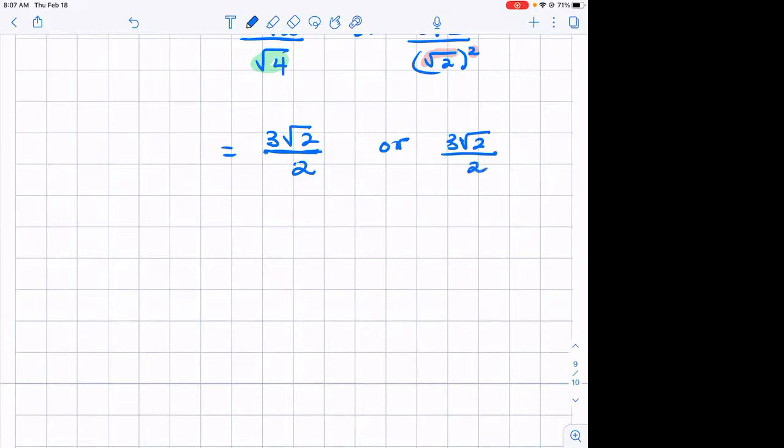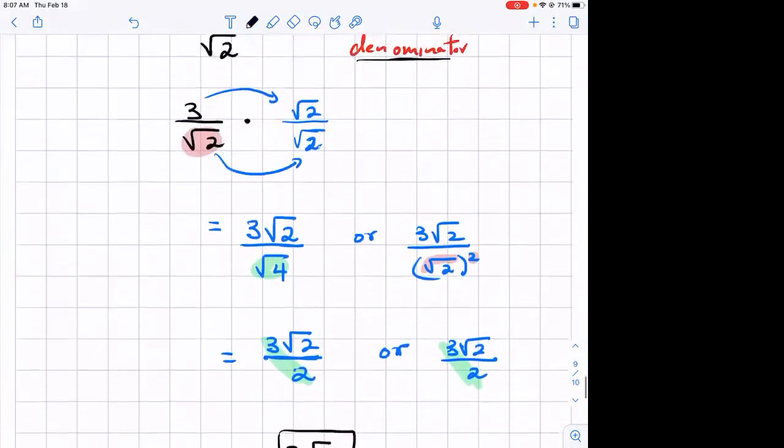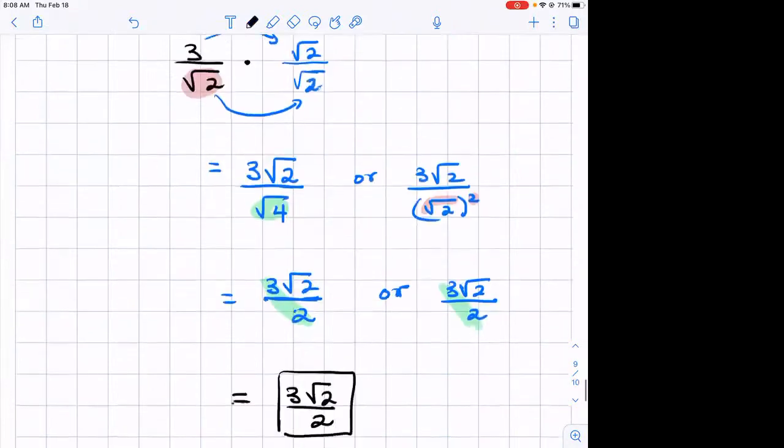divided by 2. And you always want to check to see if you can simplify when you're finished, because sometimes you will notice that these numbers may be able to reduce. In this case, they cannot. So my final answer is 3 root 2 over 2. This is our final answer. So we've introduced something new. It's called rationalization. We are rationalizing.